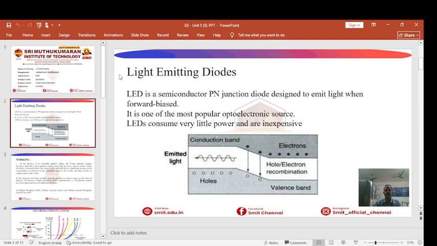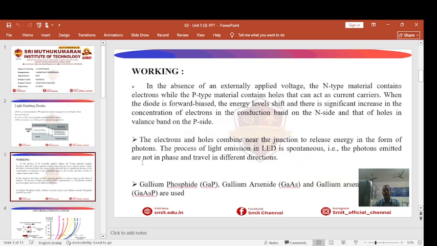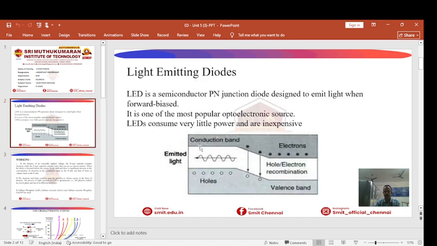For the basic construction, an LED is made of direct band gap semiconductor materials, because these materials efficiently emit photons during electron hole recombination. The commonly used materials are gallium arsenide, gallium phosphide, as well as gallium arsenide phosphide. These are the primary components we use for LEDs. LEDs can be of P type, N type, PN junction type, or reflective type.